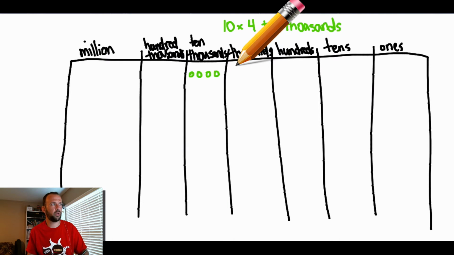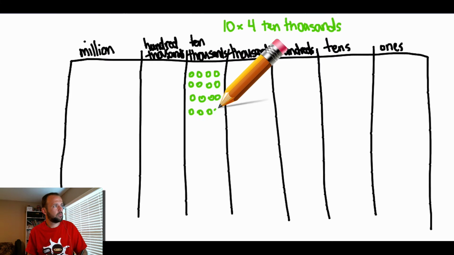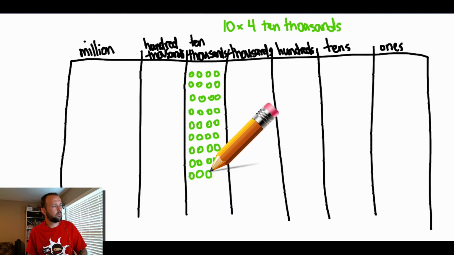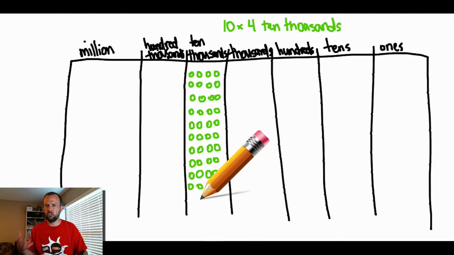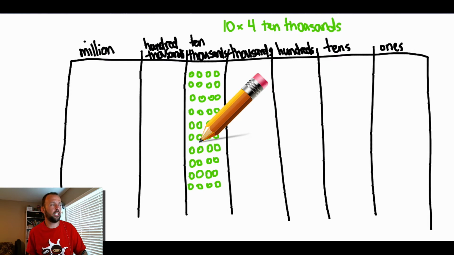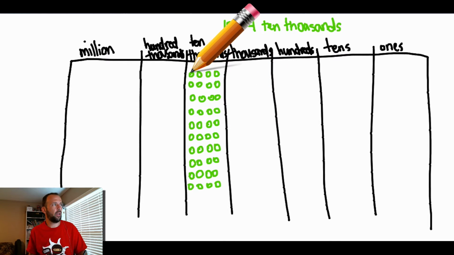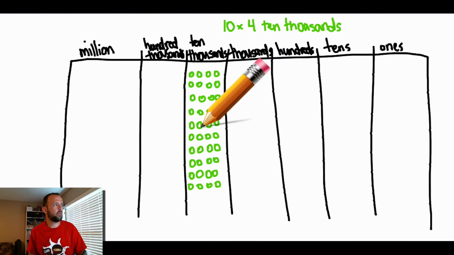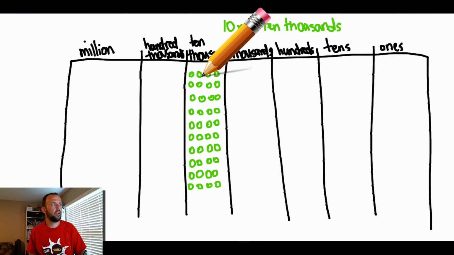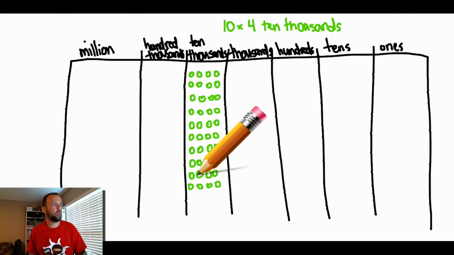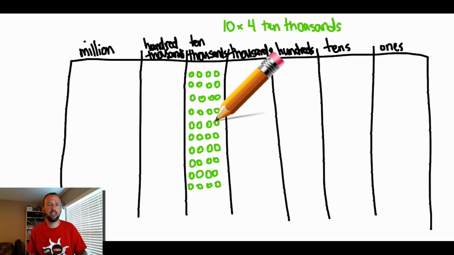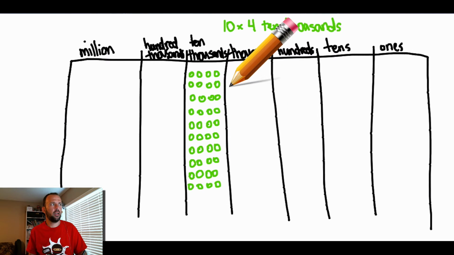So I'm going to draw that in real quick. Okay, and I would encourage you to kind of follow along with me if you're not already on your place value chart. But now I had that 4 10,000s to start with, and I multiplied it by 10, so now I have 1, 2, 3, 4, 5, 6, 7, 8, 9, 10 groups of 4 basically. 4 times 10 will give us 40, so now I have 40 10,000s, okay?